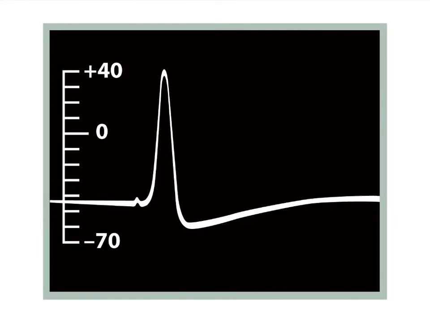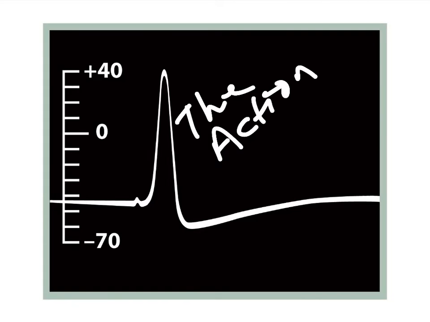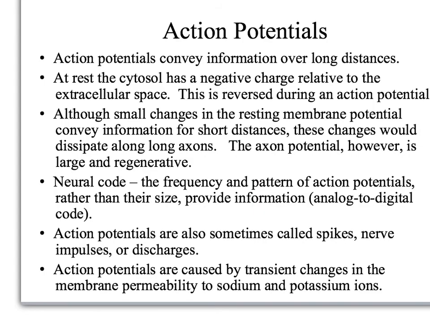So let's move into the main event, the action potential. So let's talk about the major properties of action potentials. They convey information over long distances, and where at rest you see the cytosol having a negative charge relative to the extracellular space. Remember, we talked about the inside of the cell being about 70 millivolts more negative than the outside, giving a resting membrane potential of about negative 70 millivolts.